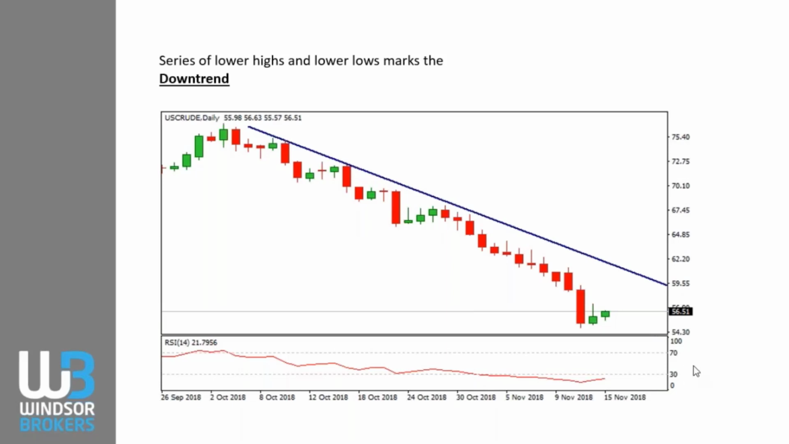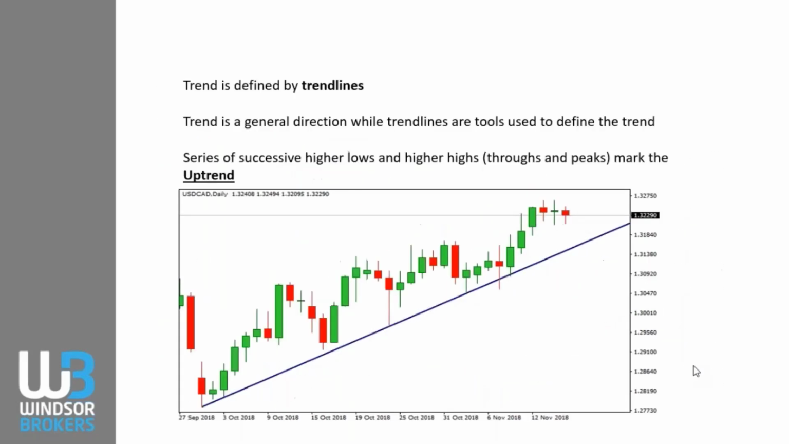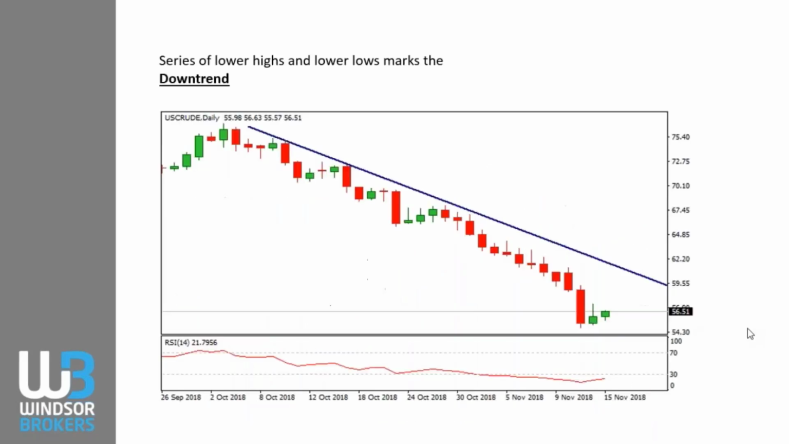While in the opposite direction, we have an uptrend. The uptrend is also defined by the trend line and the series of successive higher lows and higher highs, in this case called troughs and peaks, which mark the uptrend. So the first thing is to map the trend and see its direction.